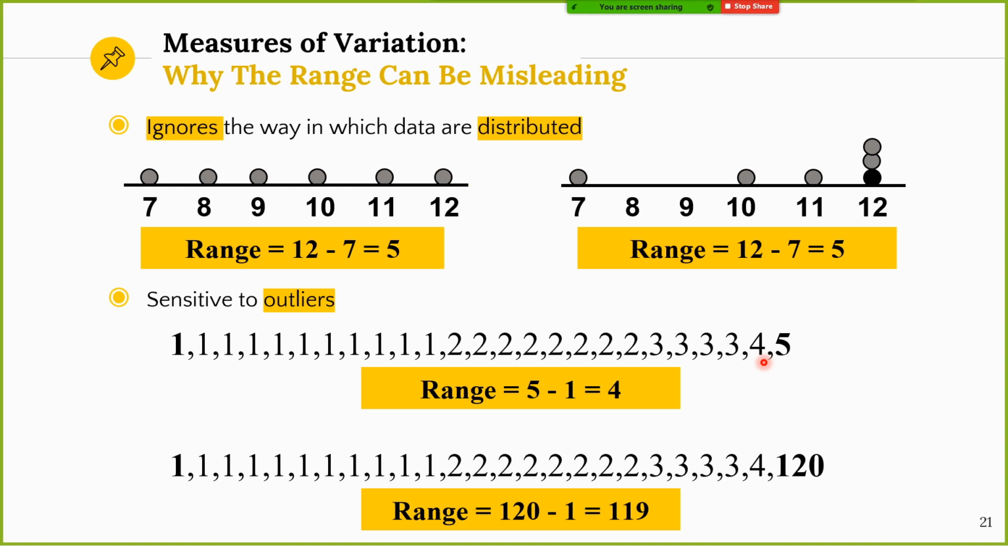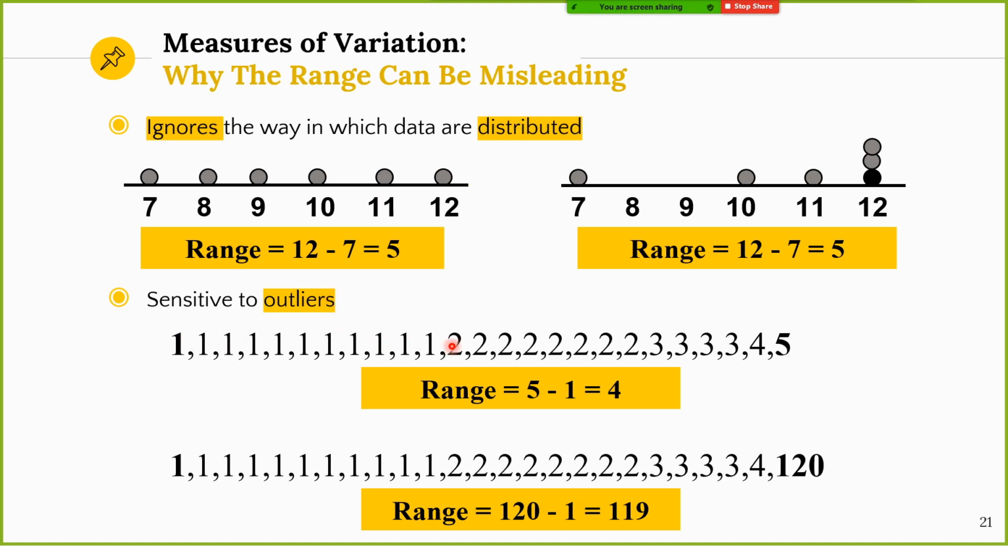Why can the range be misleading? The range ignores the way in which data are distributed. As you can see, we have 1, 2, 3, 4, 5, 6 data. The range is 5. In this case, we also have 6, but the data is distributed differently, and the range is also the same. We have an outlier here, 7 is an outlier, but the range is the same. So it ignores the way the data are distributed, and it is also sensitive to outliers.